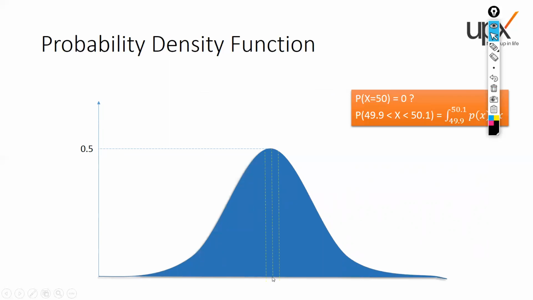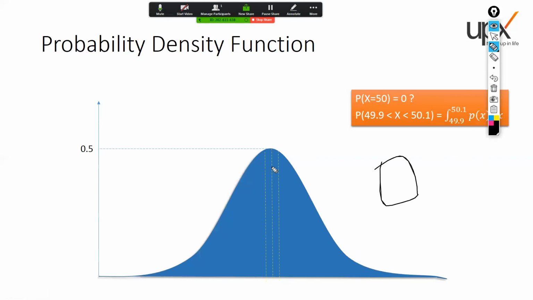How are you going to calculate the area of a line? What is the area of a line? Area of a line is 0. Why? Because a line has only one dimension, right? Here, the area of this line is 0. But if you want to calculate the area within boundaries, right?